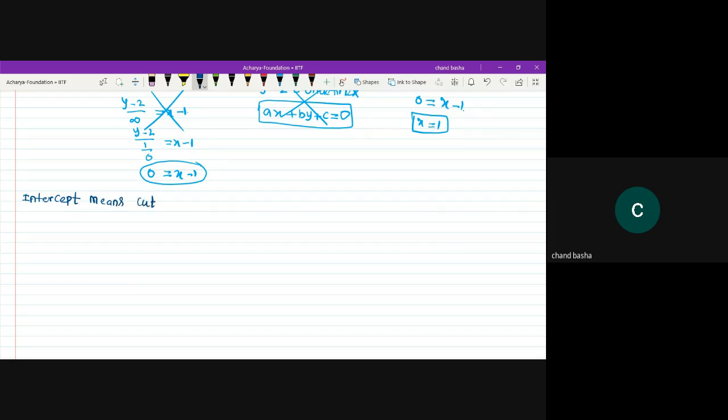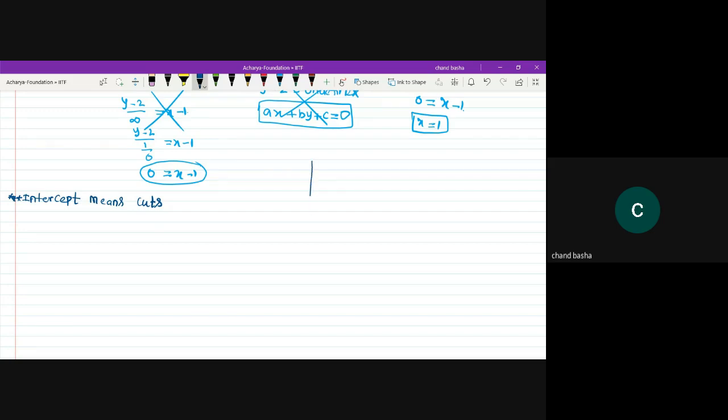Cuts. Hope you can understand. Intercept means what? It is cuts or passes through. Intersects. Intercept. Equation of the straight line in intercept form.